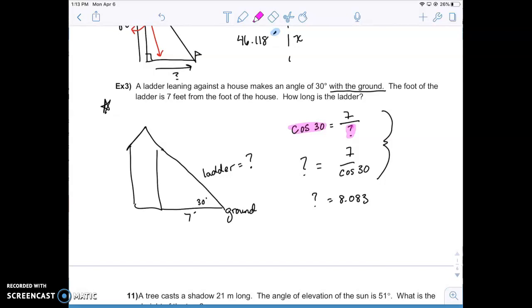It doesn't matter how much is on the other side of the equation. As long as the variable is in the denominator, I can always swap these. So you'll notice that the 7 stayed where it was, but the question mark and cosine 30 swapped places. If you did the math proportionally, you got the same answer. If you chose sine instead of cosine, remember you should always have SOHCAHTOA somewhere nearby, so you don't make that mistake. We obviously do not have the height of the house. It's not asking us for that. It's asking us for the ladder and the ground.